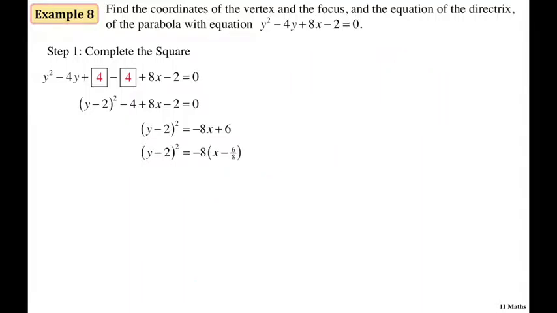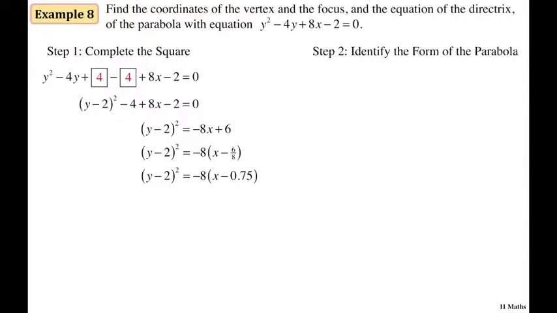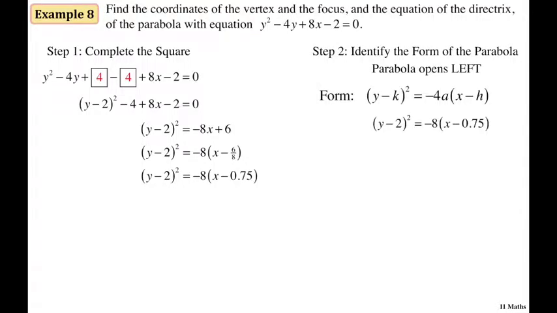Let's have a look. When you take out a common factor of minus 8, I get minus 6 over 8, which if I write as a decimal is minus 3/4, which becomes minus 0.75. I now know the vertex. Remember the x value first. The vertex is plus 0.75, comma 2. This is a parabola that has a y squared. Y squared opens left or right. If it's negative, it has to open to the left. So, opens left.